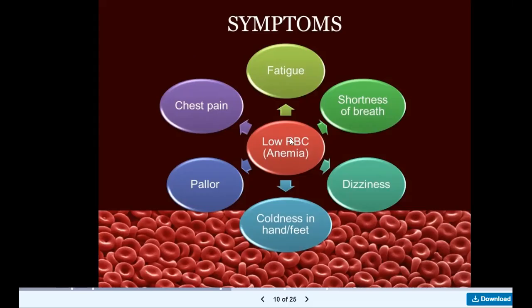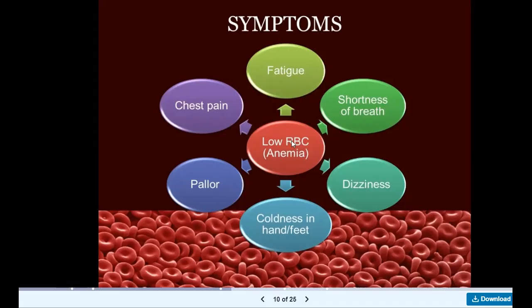So if we look at low red blood cells, anemia, the symptoms would be, number 1, fatigue. The patient would get tired easily, and then chest pain, pallor, coldness in the hand and feet, dizziness, and shortness of breath. So all of these show that the patient is lacking red blood cells.